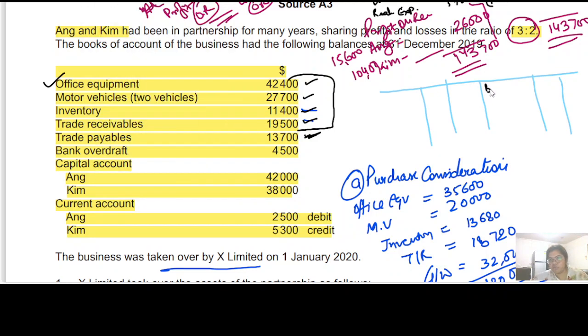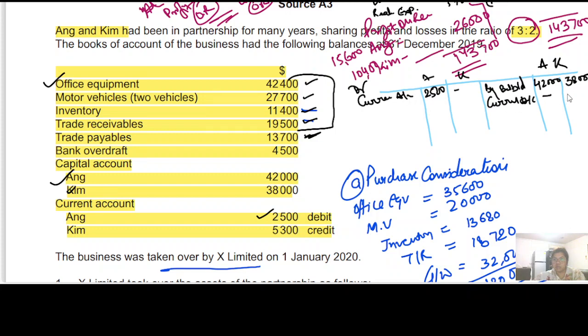Okay, so first of all, balance brought down. Brought down, Ang capital and Kim capital, you have 42,000 and 38,000. Then you have your current account. Current account debit balance is 2,500 for Ang, this is for Kim, Ang and Kim, and again current account 5,300.